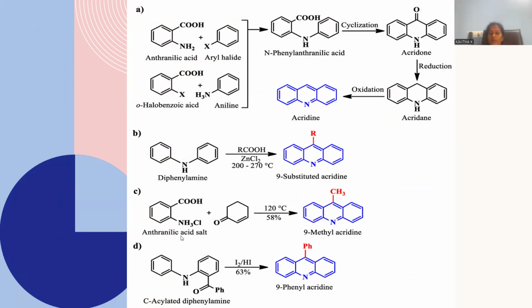In this one, anthranilic acid salt will be taken and treated with cyclohexenone, an alpha beta unsaturated ketone, at 120 degrees centigrade, giving rise to methylated acridine as the final product. This is a named reaction we will go with. Another one is a kind of benzoyl diphenylamine, taken and treated with iodine and HI, giving rise to phenylated acridine as the final product. These reactions will be discussed in detail in the coming slides.